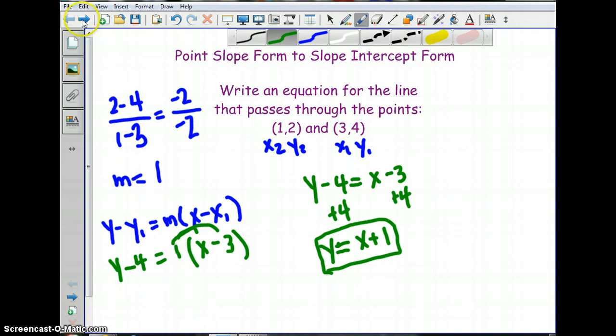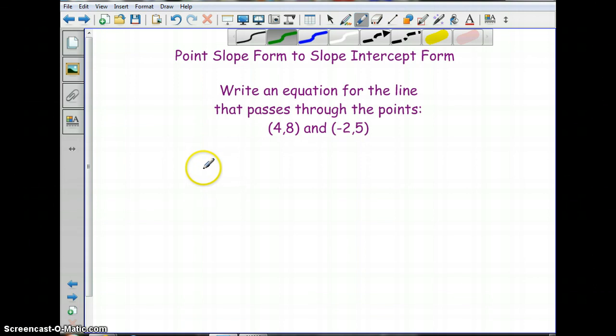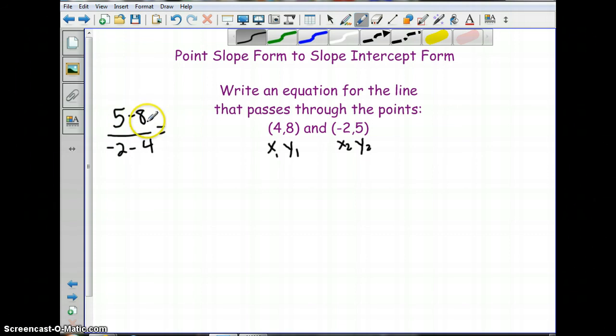Let's try another example. So we have 2 points, 4, 8, and negative 2, 5. Again, let's find the slope from these 2 points. And we're going to identify these. So we have y2 minus y1, so that's going to be 5 minus 8. And then we have negative 2 minus 4. So 5 minus 8 is going to be a negative 3. Negative 2 minus 4 is going to be a negative 6. So my slope then is going to be 1/2.